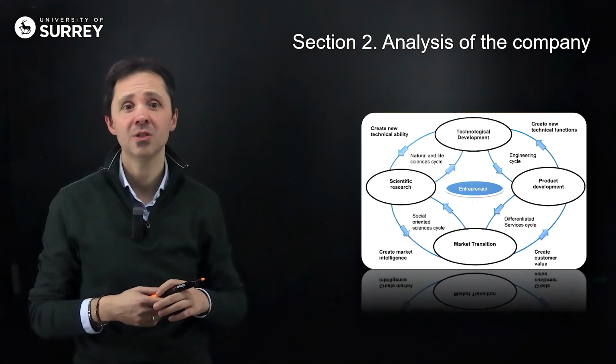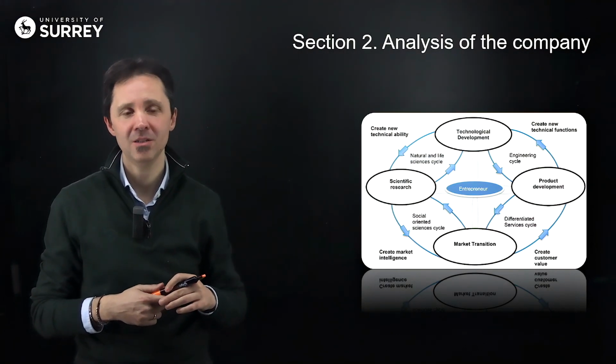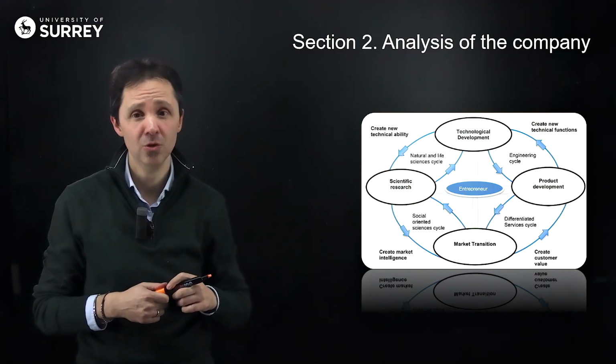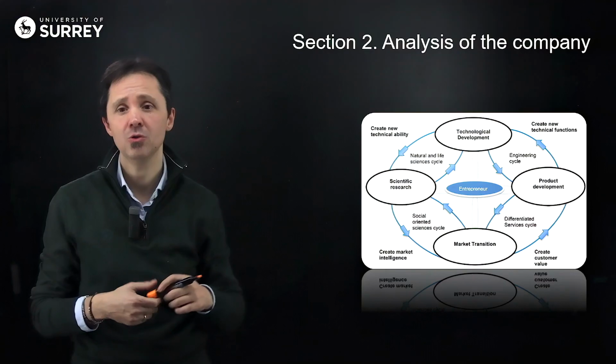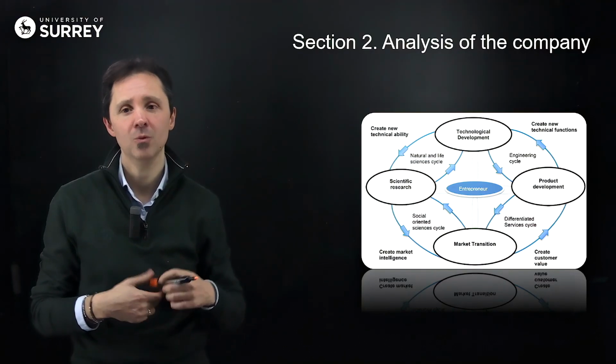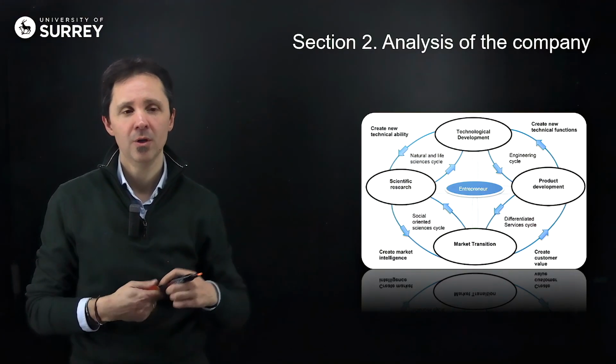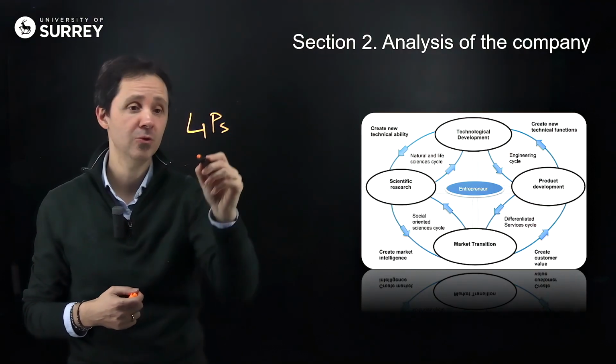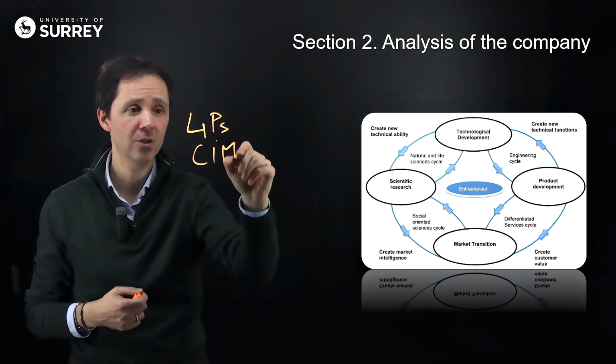So moving on to section 2, the analysis of the company. Here you're actually analyzing the digital transformation of the company. And you can do this using different tools and frameworks that we explored across the module. For example, the 4 Ps, but also the cyclic innovation model that you see here on the slide.